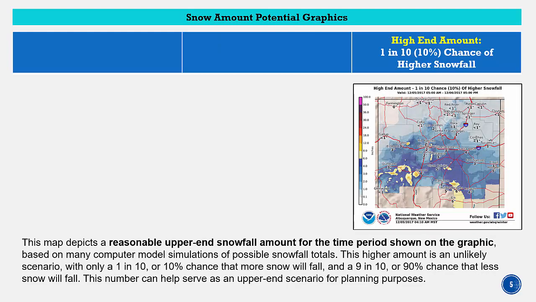The final graphic in this series is called the high-end amount graphic, which depicts a reasonable upper-end snowfall amount for the time period shown. This higher amount is an unlikely scenario, and there is a 90% chance that snow amounts will be lower than what is shown, and only a 10% chance amounts will be higher than what is shown.